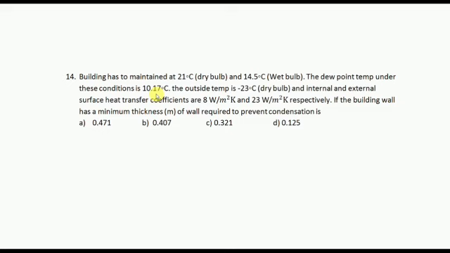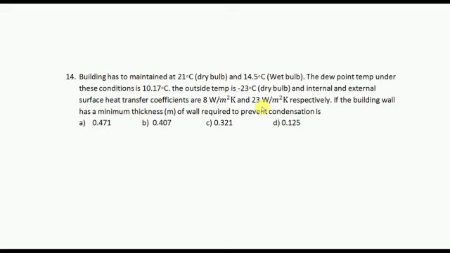The outside temperature is given to be minus 23 degrees Celsius. That is the ambient temperature, obviously you know. Now you are going to measure this outside, with the same dry bulb, the outside temperature. It is minus 23 degrees Celsius. The internal and external surface heat transfer coefficients are given: h_i is 8 and h_out is 23.